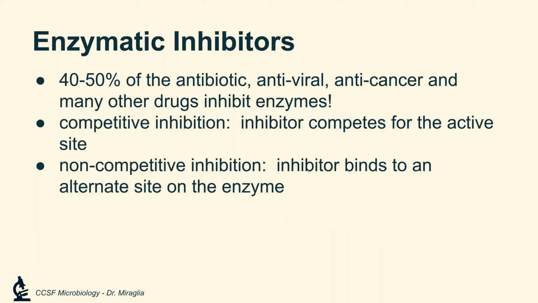There are two main types of enzymatic inhibitors. One type is called a competitive inhibitor. This is where the inhibitor will compete for the active site of an enzyme. And then there are non-competitive inhibitors, and this is where an inhibitor binds to a different site on the enzyme. The competitive inhibitors are the easy ones to understand, so we're going to do those first.